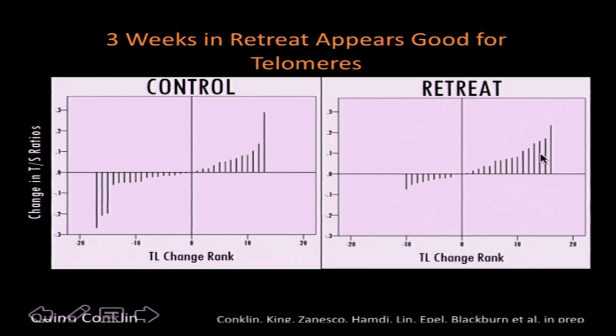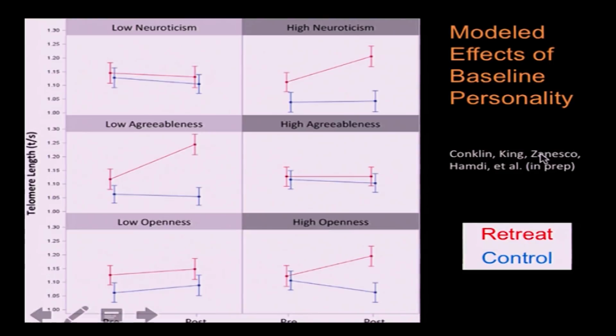This is statistically significant. However, it turns out that individuals who begin high in baseline neuroticism in their personality are the ones who show the effect. This is a control group. This is length in telomere change in 3 weeks. This is the statistical modeling of these changes. If you're low in neuroticism, no change.